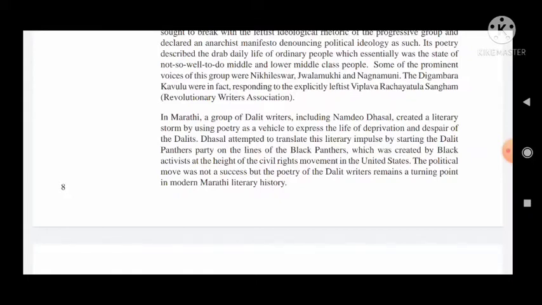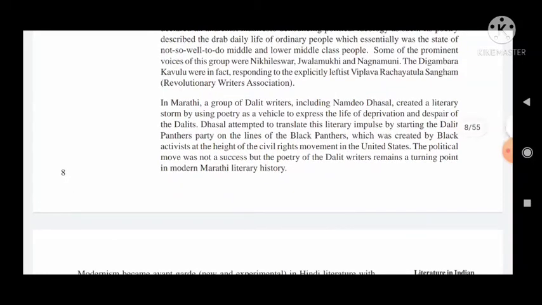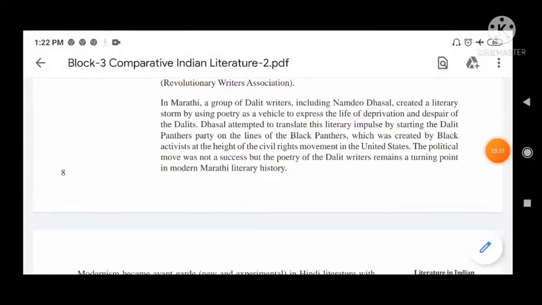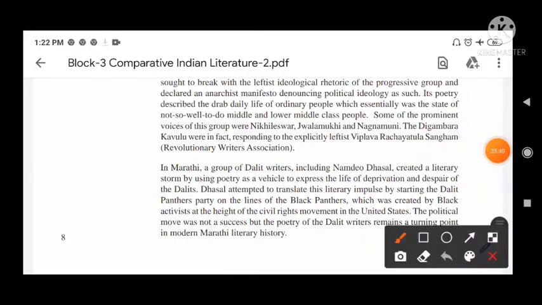The Digambara Kavalu were in fact responding to the explicitly leftist Biplava Rachayatula Sangham, or Revolutionary Writers Association. You can note down, here it is Biplava Rachayatula Sangham, that is Revolutionary Writers Association.